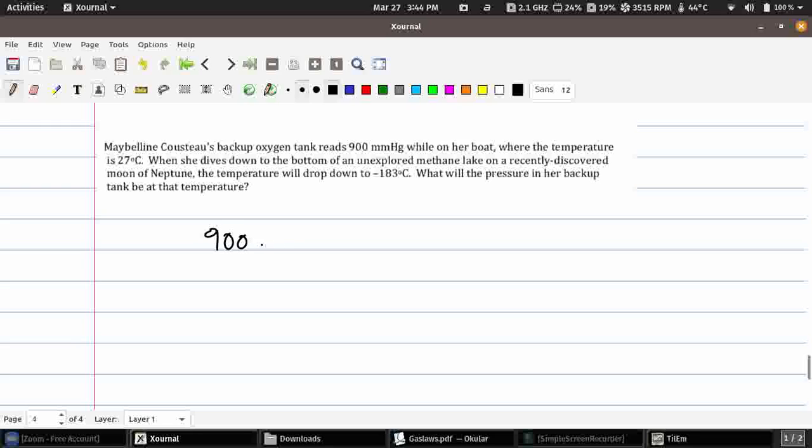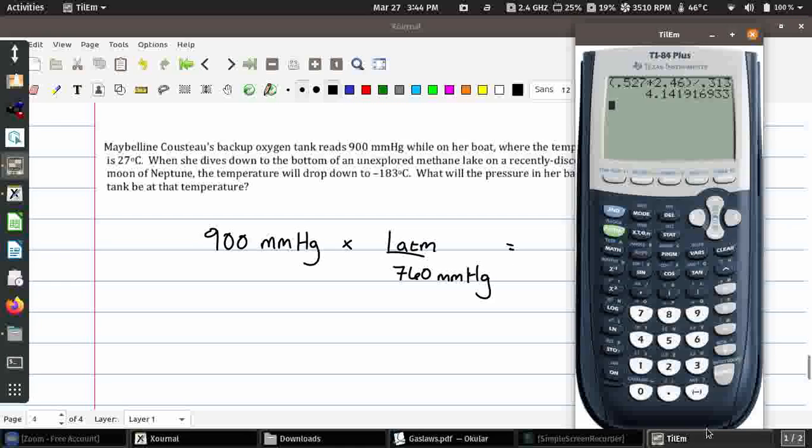So 900, first thing we have to do is convert this to atmospheres just so we have some practice doing it. You could actually leave it in millimeters of mercury and it would work fine. I'll show both variations of that. So 900 times 1 atmosphere over 760 millimeters of mercury. That's going to be roughly 1.18.